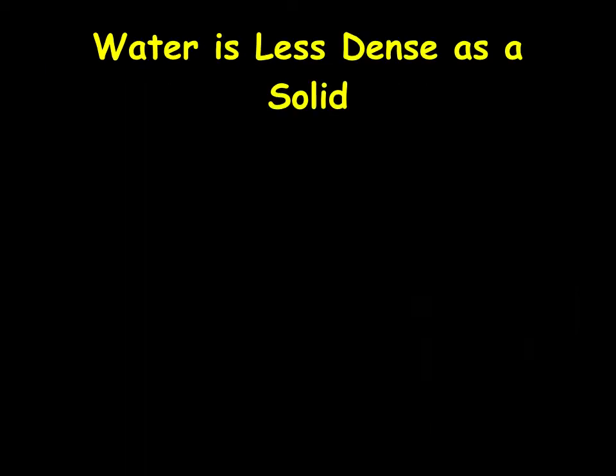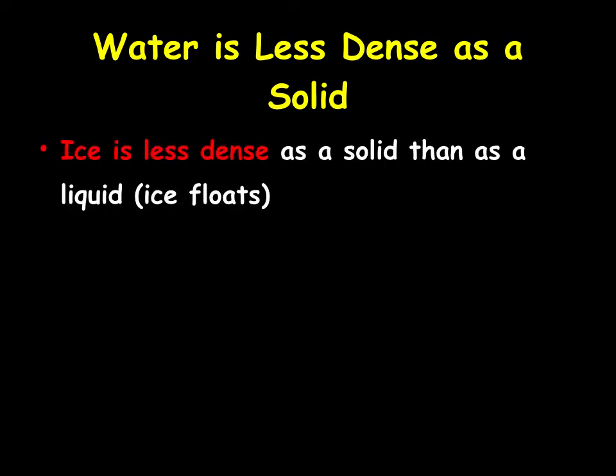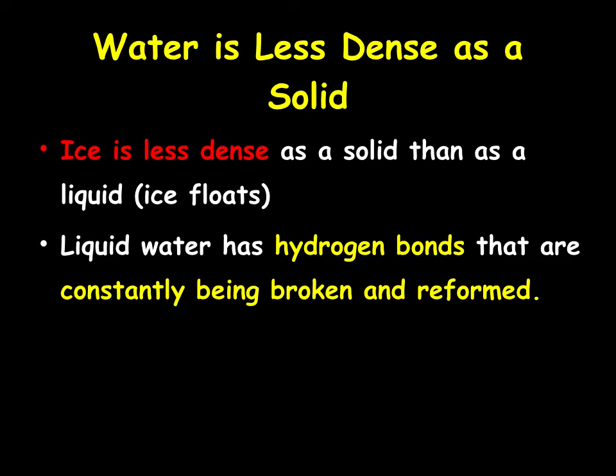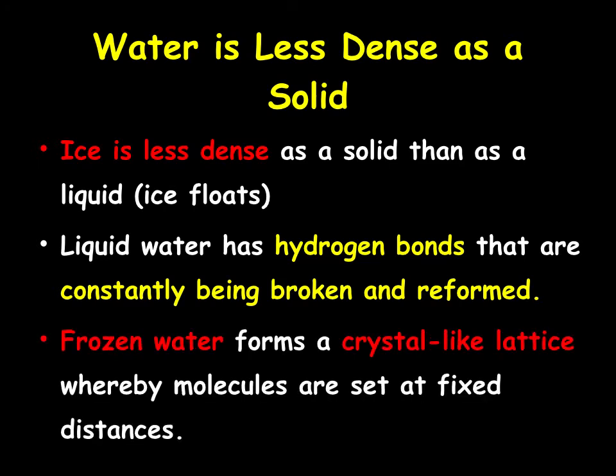The final property of water that we'll discuss briefly is the fact that water is less dense as a solid than it is as a liquid. We know this because if we put ice in a glass of water, the ice is going to float. It turns out that liquid water's hydrogen bonds are constantly being broken and reformed. This causes the water molecules in liquid form to have to be closer together, again because those bonds are being broken and reformed all over the place.